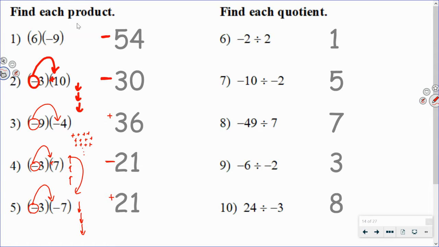Now, with that in mind, I would encourage you guys, go ahead and pause again. Take a look at your thoughts for numbers 6 through 10. Come back when you're ready.